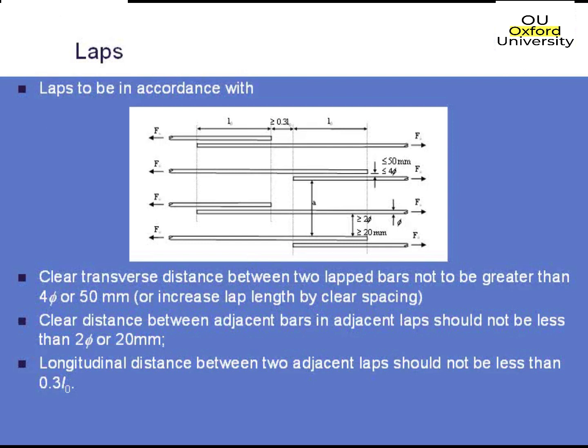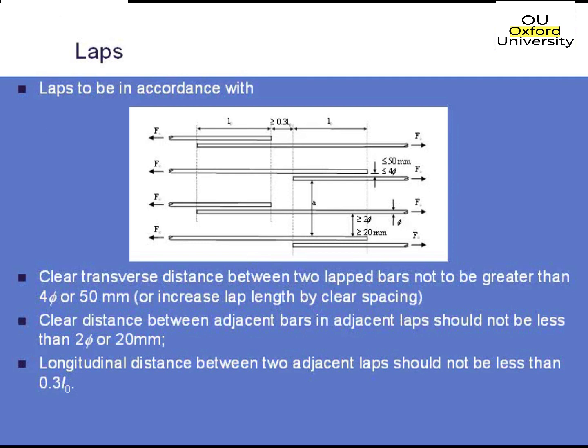This slide here just gives you the requirements given for the laps, and basically it tells you that you have to make sure that the clear transverse distance between two lap bars isn't greater than 4 times the bar diameter or 50 millimeters. That's illustrated by this middle requirement in there. You can exceed that, but if you do exceed that spacing, then you have to make the laps longer, essentially. And that's to take into account the compression struts transferring the load between one bar and another bar.